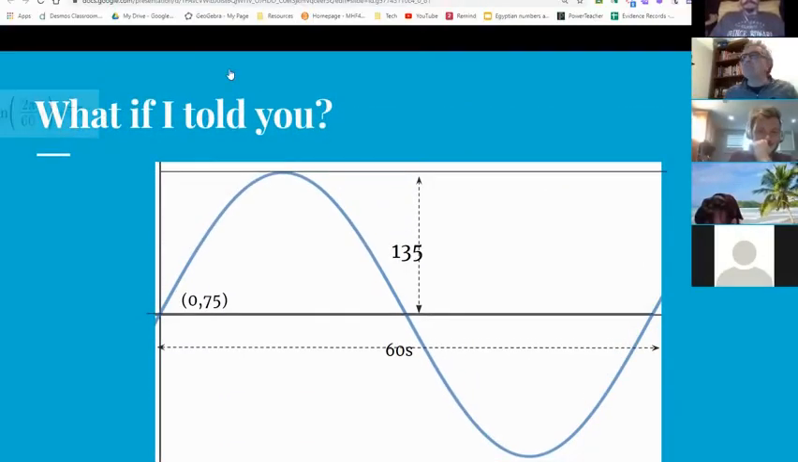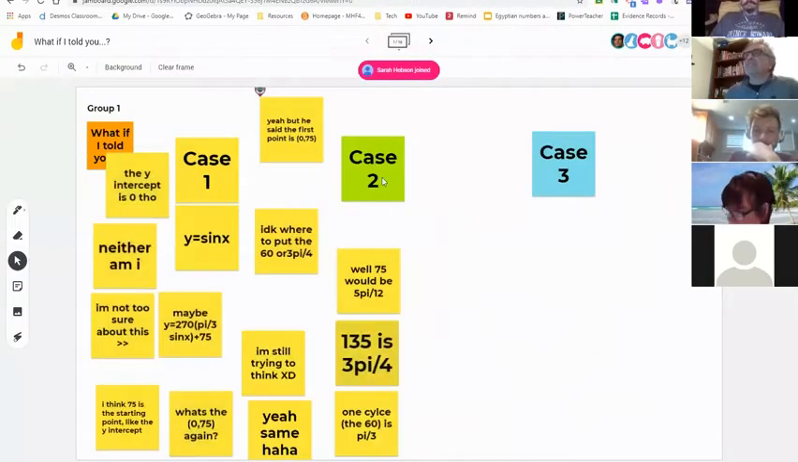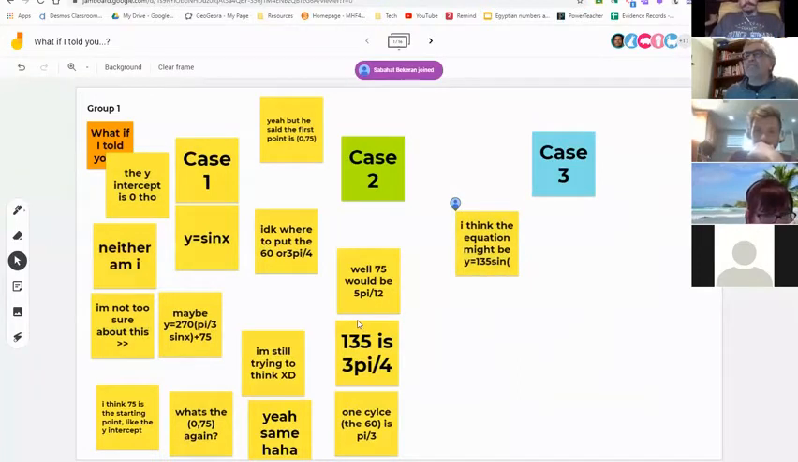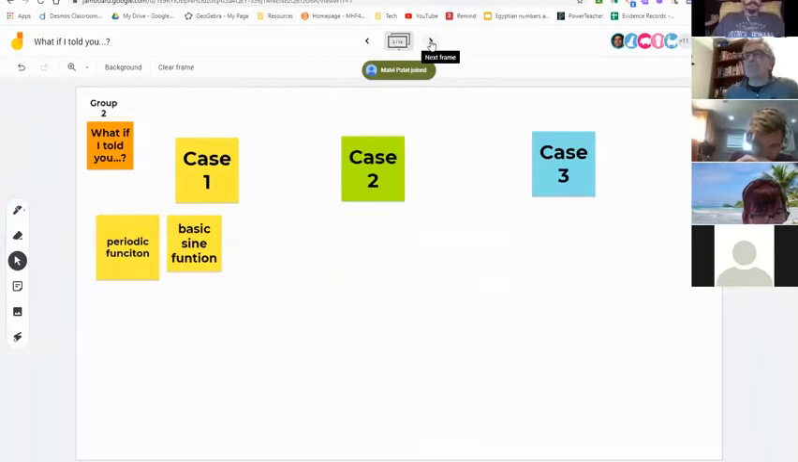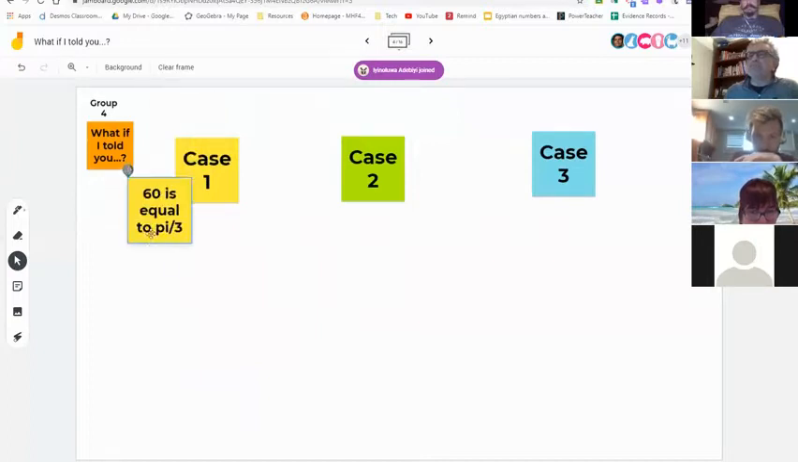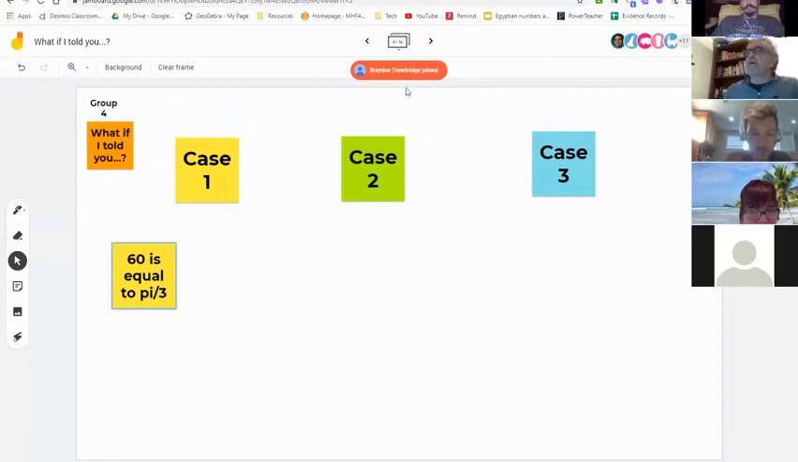I'm going to go to the Jamboard then, and let's see what we have. Oh my, case 1, okay. So there's a lot of work here. There's something about 135 sine of, okay. Let's take a look at our next group. It's a periodic function, a basic sine function. Not anymore. Maybe the first one was, but after that, things did change. Group 3, the cycle is 60, so pi over 3. And here 60 seconds equals 1 period, which is 1 cycle. 135 is the amplitude. And some people are speculating that 0,75 might be the cosine. This team says 60 is equal to pi over 3, which is correct.